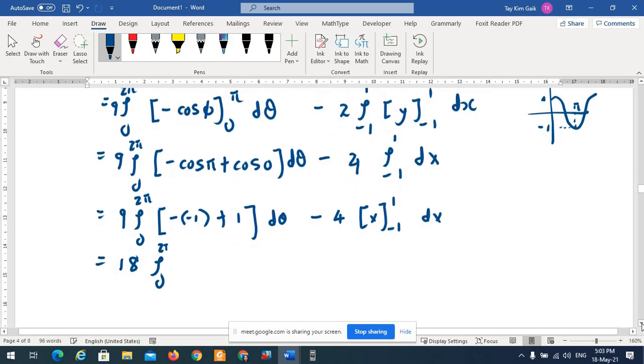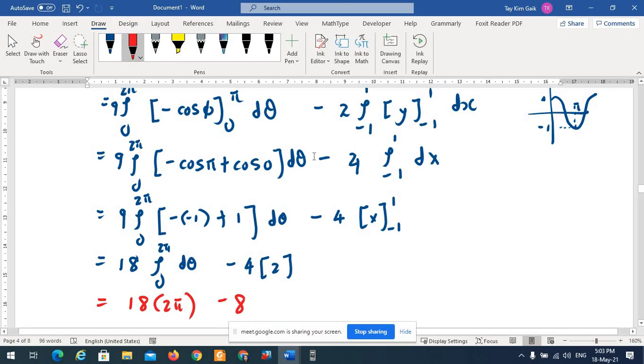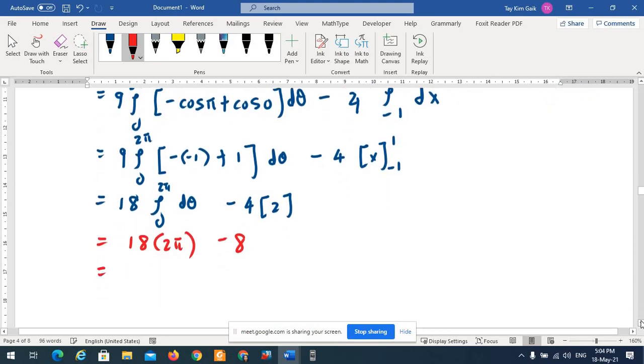Integrate 0 to 2 pi d theta. Okay. Plug in the limit for x, we have 2. There is no more integration, so the outer integral, you get 2 pi. So 18 times 2 pi, minus 8. So the answer is 36 pi minus 8, which is the same as what you obtain using the geometric formula. 36 pi minus 8. You can obtain it using the formula of a sphere, then the formula of the cube, 2 times 2 times 2, you get 8. So this is question 3.